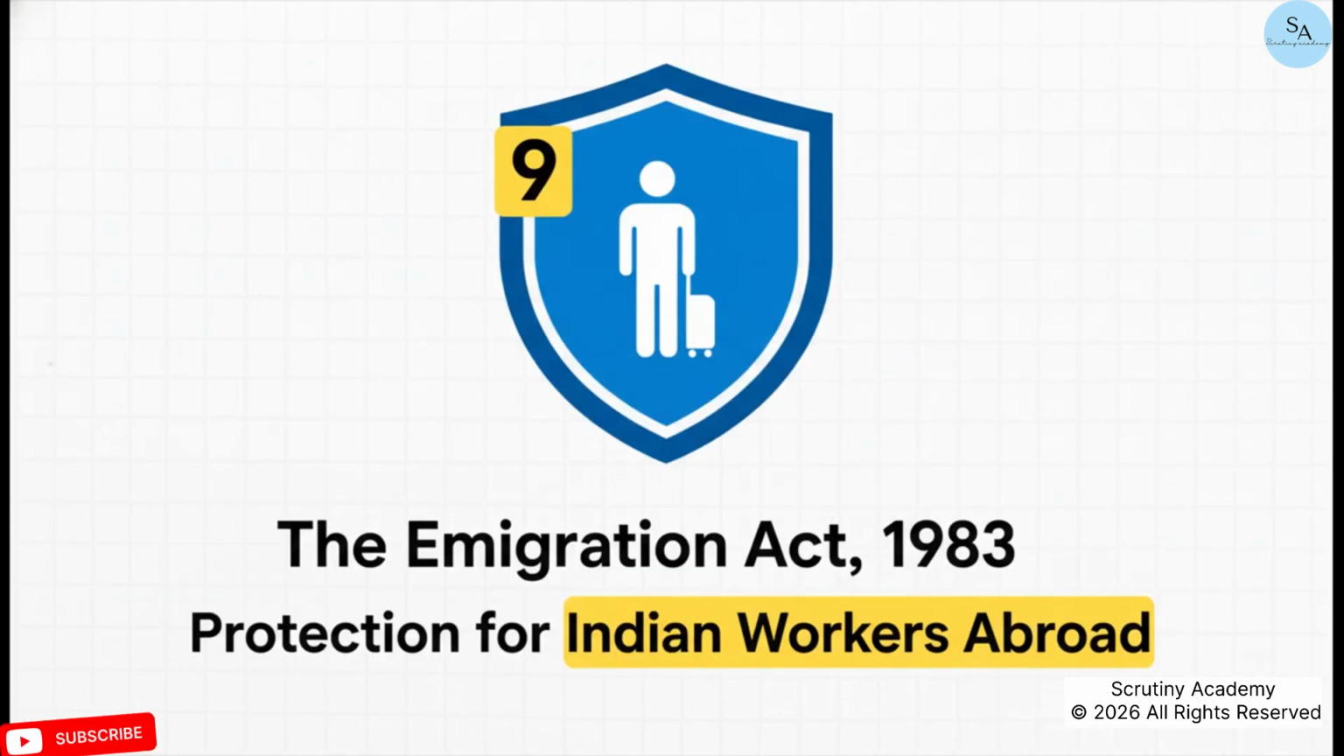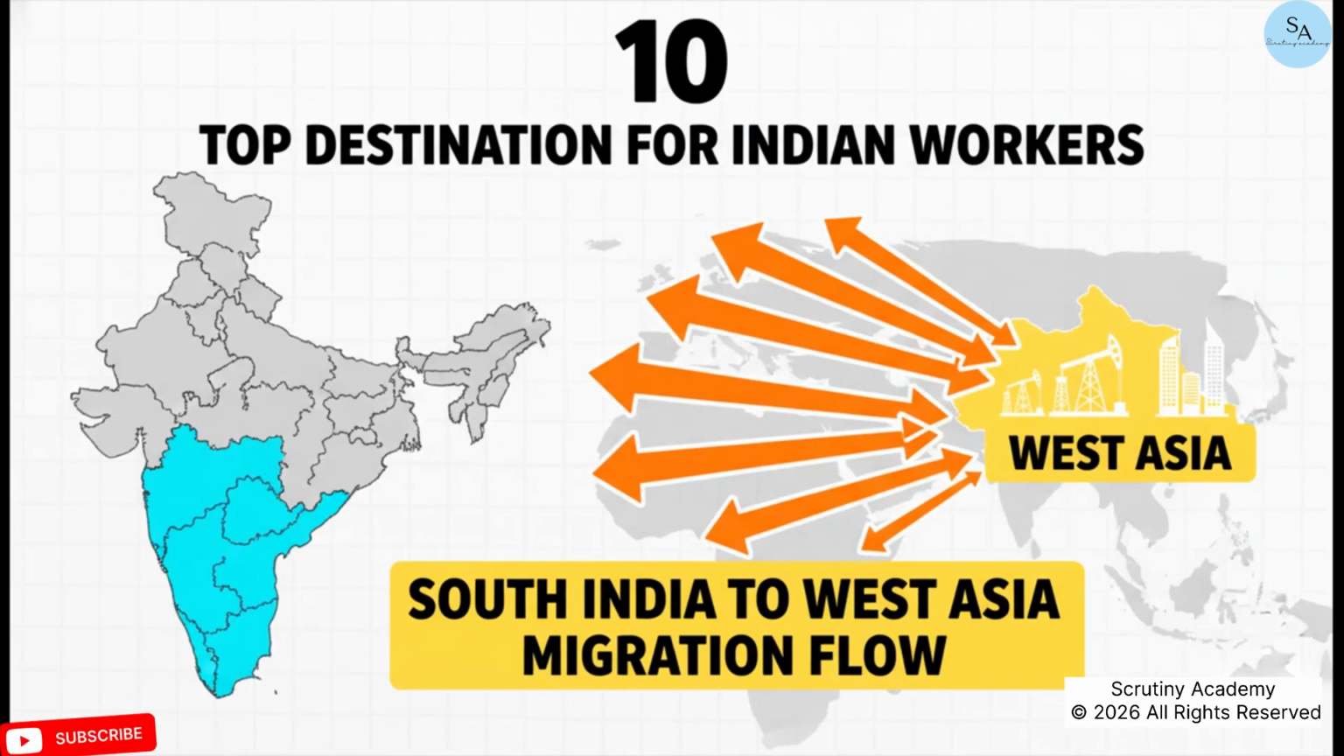You've got to know this law. For international migration, the Immigration Act of 1983 is the key piece of legislation protecting Indian workers who go abroad. And finally, number 10. The number one destination for Indian workers, especially from the southern states, is West Asia.